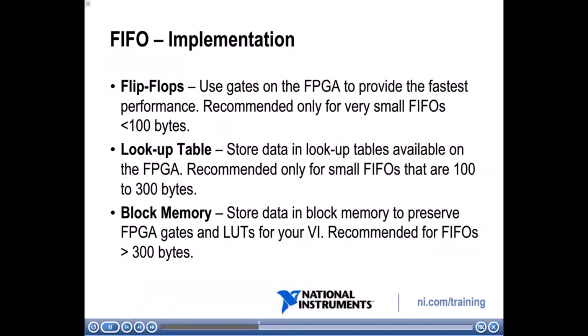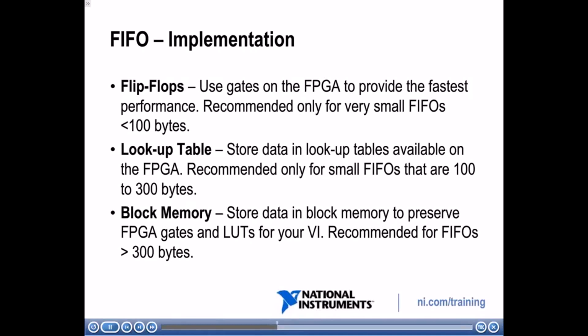So on this slide, we're talking about that implementation setting on the configuration window for the FIFO. So there are three types of implementations that you can choose from. One is flip-flops, one is lookup table, and the last one is block memory. So on this slide, we provide you some best practices of which one you should choose. So let's talk about flip-flops. This implementation will use gates on the FPGA to provide the fastest performance. However, this is only recommended for very small FIFOs. So if your FIFO is less than 100 bytes, then you can use flip-flops.